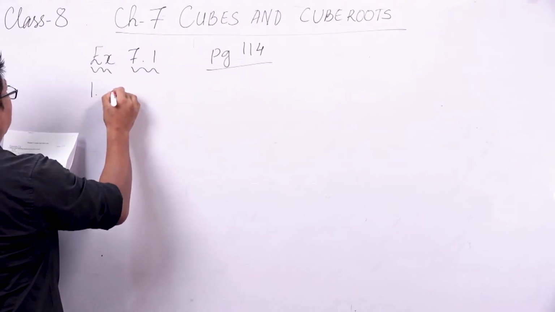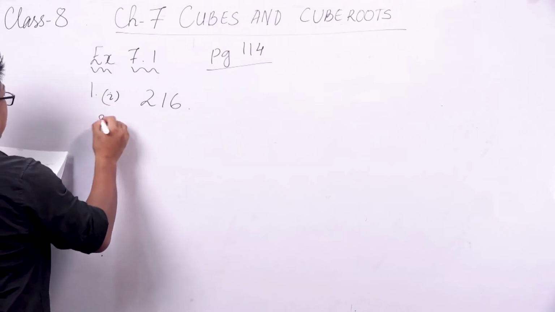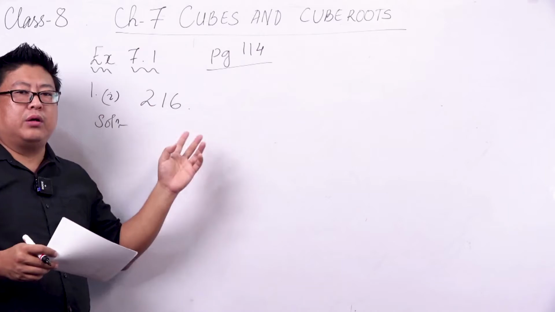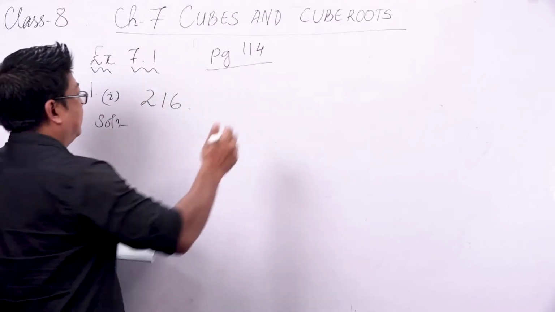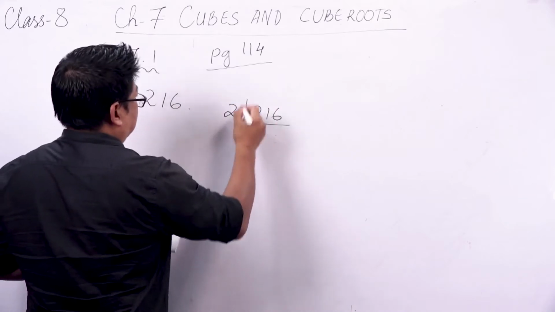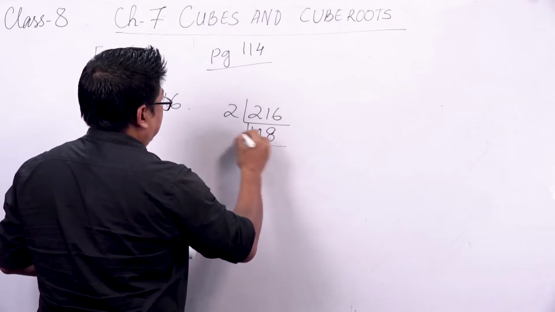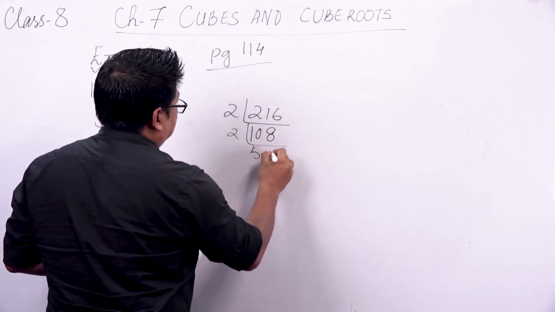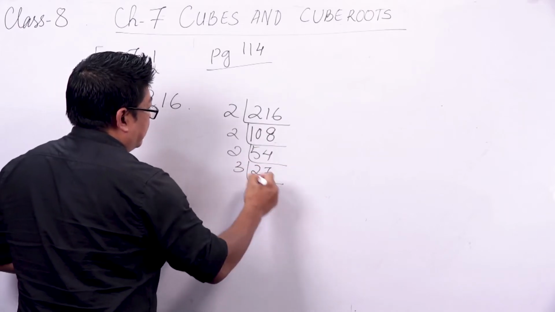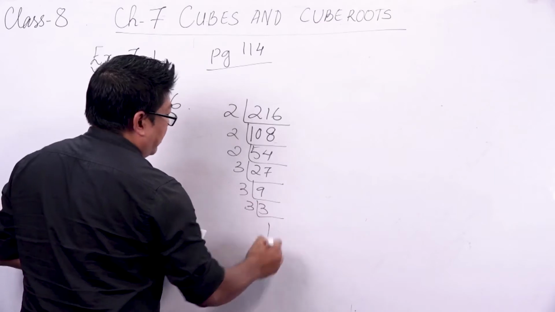We will solve some of the numbers. To find if they are perfect cubes or not, we will first factorize them. Let's start with 216. 2 into 108, 2 into 54, 2 into 27. Then 3 into 9 is 27, 3 into 3 is 9, 3 into 1 is 3.